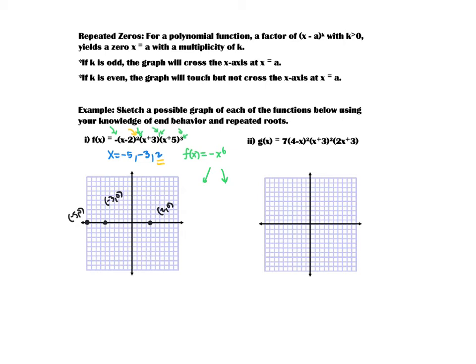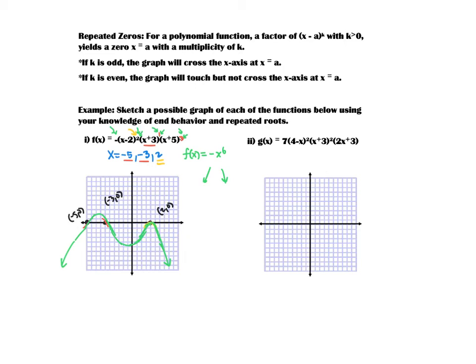Okay, let's first sketch our end behavior. Here's what my end behavior is going to look like. I know my graph has to bounce off of 2. That means it won't pass through. That means it'll do something to this effect. All right, since the factor x plus 3 has an odd power, and so does x plus 5, the graph will pass through. So it's going to pass through -5, pass through -3, come back up and touch and bounce off.